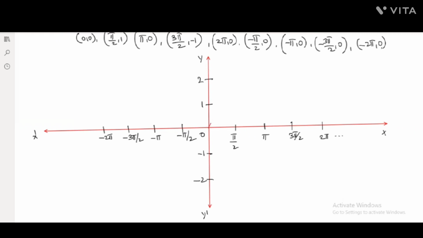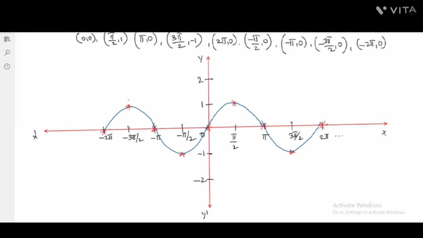Let's plot the points. This is 0 comma 0, pi by 2 comma 1 is here, then pi comma 0, 3 pi by 2 comma minus 1, 2 pi comma 0. On this side, minus pi by 2 comma minus 1, minus pi comma 0, minus 3 pi by 2 comma 1, and minus 2 pi. This is a free-handed curve, so don't use a scale; it is a smooth curve like this. So this is the graph of sin x.